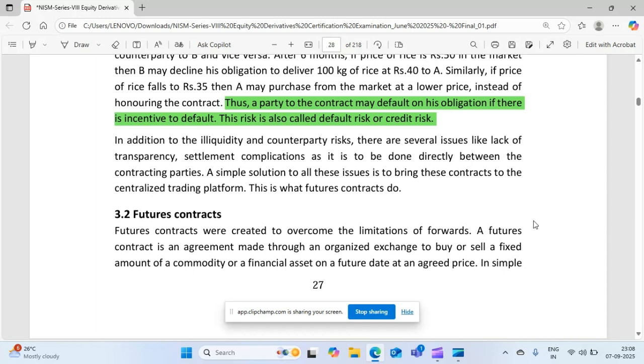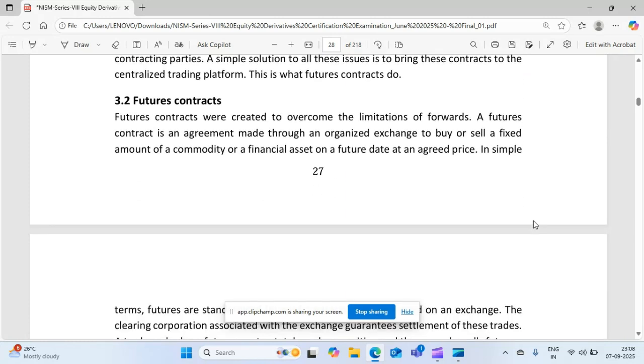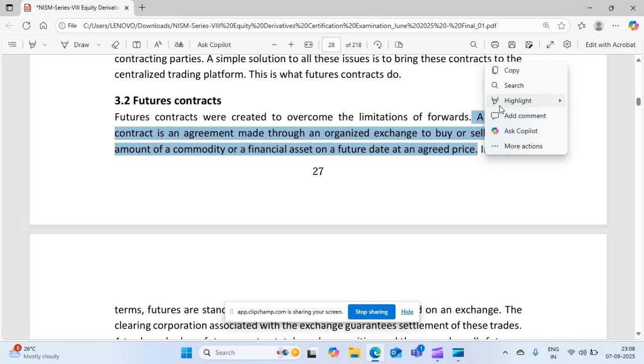Basically, because of these issues, these contracts have to be brought to the exchange. If you bring it to the exchange, you have both liquidity benefit and counterparty risk almost getting eliminated. Now, the futures contract has been created for that reason. So a futures contract is basically a forward contract which is traded on the exchange. That is how we can define it.